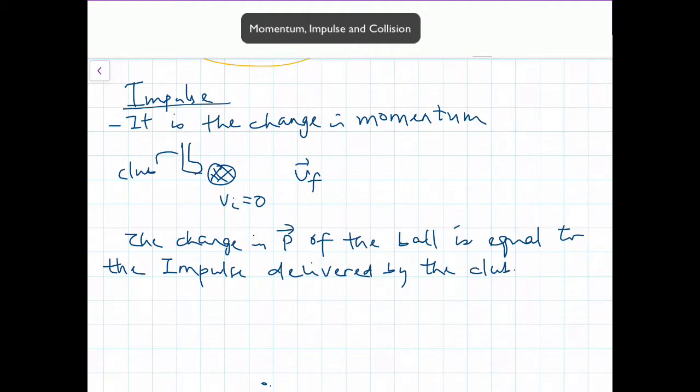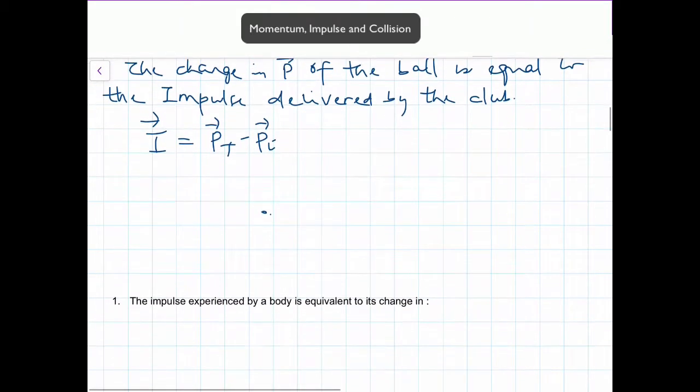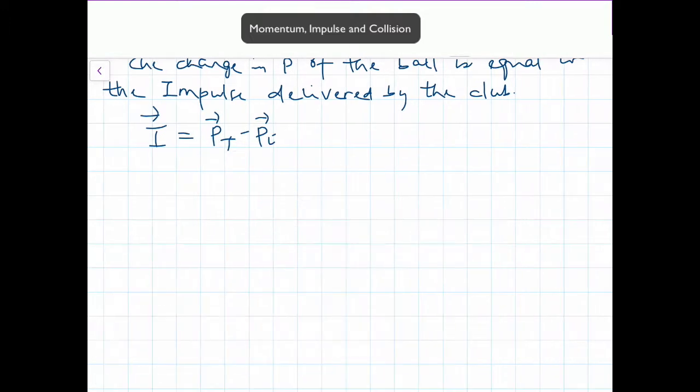So as a result, impulse, represented by capital letter I, is equivalent to the change in momentum. That means momentum final minus momentum initial. In terms of mass and velocities, you can write impulse equals mass times v final minus v initial. So that's what impulse means.